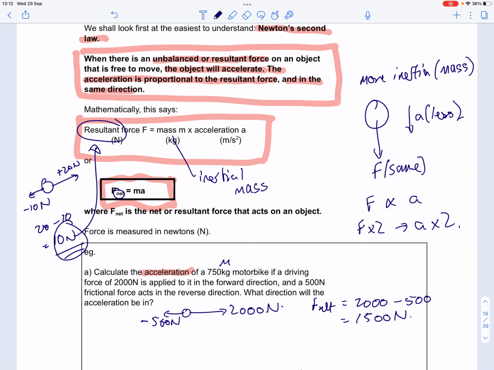Okay, so we can then put that into our equation for Newton's second law and work out the acceleration. So I'm going to rearrange it down here. So we've got acceleration is equal to net force divided by the mass of the motorbike, which is going to be our net force of 1,500 divided by the mass of the motorbike, which is 750 kilograms, which is going to give us an acceleration of 2 meters per second squared. Okay, so that's how we use Newton's second law to calculate accelerations and so on.